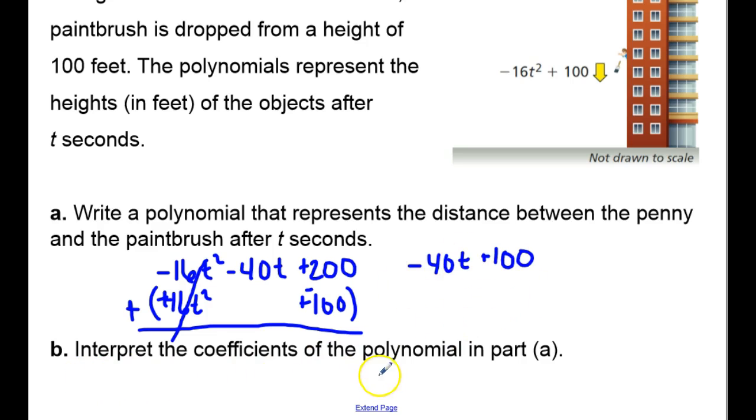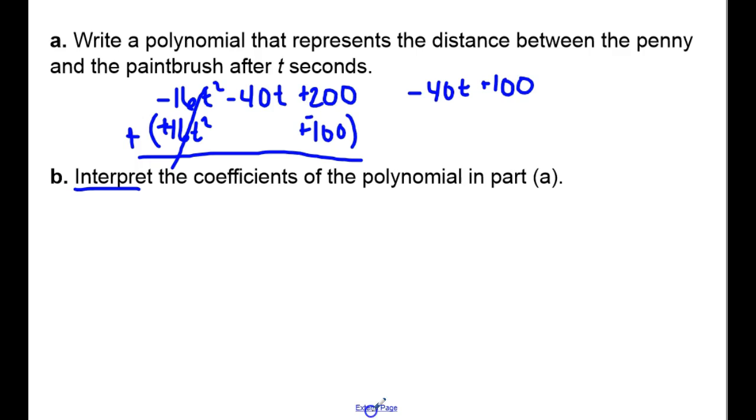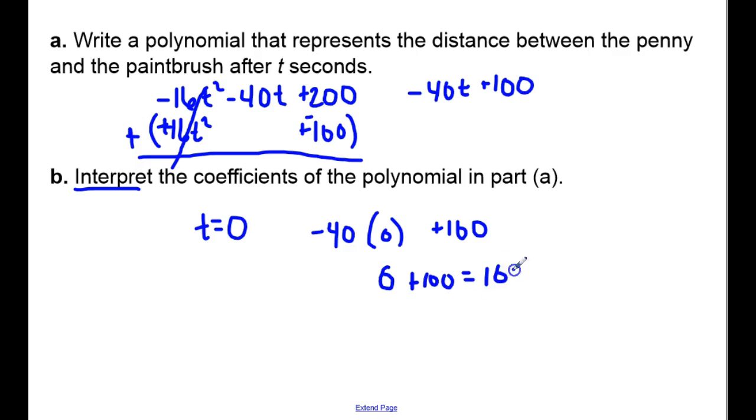So now I'm supposed to interpret the coefficients of the polynomial in part A. So coefficients, remember, are the numbers that we're looking at. So the easiest way to interpret, and when we interpret, we're looking at it in the context of the problem, is to come up with a couple of scenarios. So when t is 0, that means that's right when I drop them. Let's see what happens. So I'm going to go ahead and put in 0 for t, right? So I've got negative 40 times 0 plus 100. Anything times 0 is 0. So this means that when t is 0, right when I originally drop both objects, they are 100 feet apart.